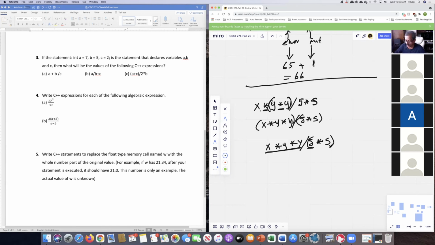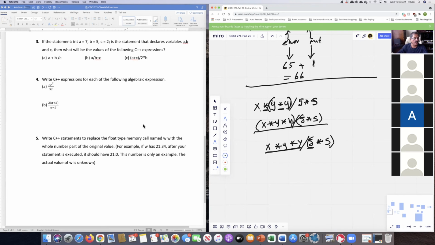The parentheses for the numerator is not necessary. But if you put parentheses in the numerator and write it as this, that's not wrong. So having more parentheses is not wrong. It'll make it look complicated. Other than that, it's not wrong.